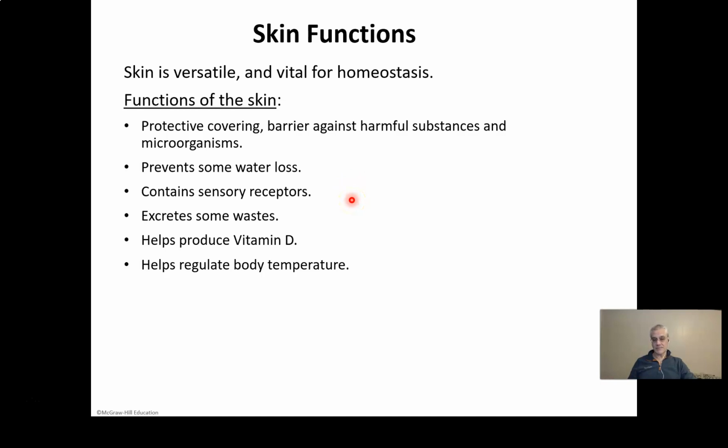Obviously, there are sensory receptors. This is your connection to the outside world predominantly, at least through touch and cutaneous sensation. You get some waste excretion through the skin. It produces vitamin D, which has to do with UV radiation activating vitamin D3 into a more active form. And then, of course, it regulates body temperature.